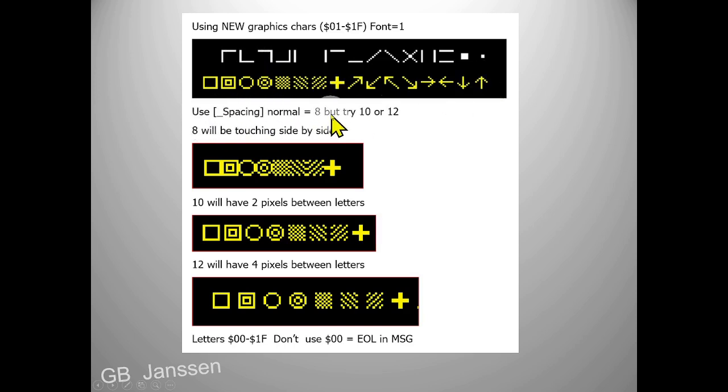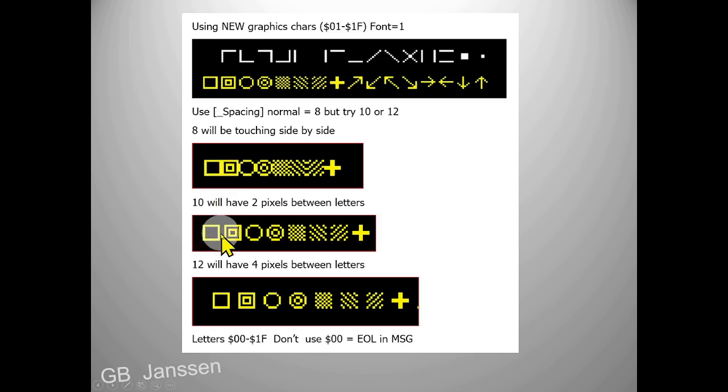We can do different spacing on the characters. If you're just doing normal printing, a normal alphabet, A to Z or 0 to 9 or any of the normal special characters, you can space them. Normal is 8, and with these characters, if you put 8 in there and then print each one, they touch each other, as they should. That's the normal spacing. You can say spacing equals 10.